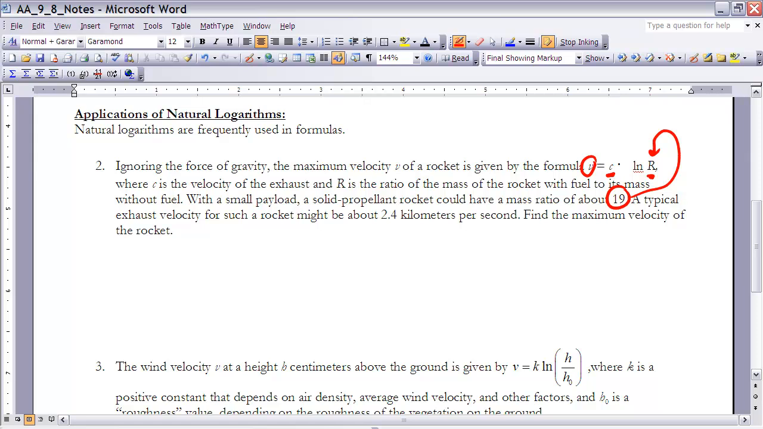Okay, 2.4 represents the exhaust velocity, which is C. So I'm going to put that value in for C, and I'm going to solve for V. So V is equal to 2.4 times the ln of R, which is 19. Okay? So to find that, now I'm going to go to my calculator.